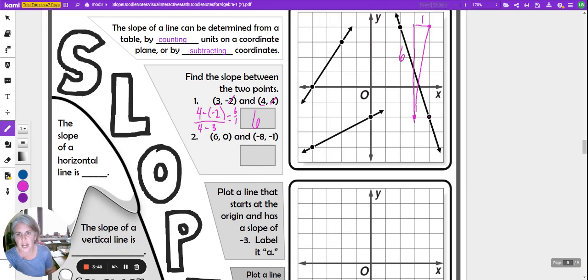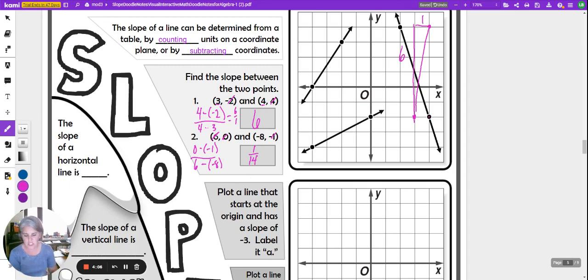So again, if we're subtracting, we're going to say 0 take away a -1. I did this, take away this, over, since I used this one first, I have to use its corresponding coordinate on the bottom first. So 6 take away a -8. Again, a double negative is a positive. So I have 1 over, double negative is a positive, 6 plus 8 is 14. So my slope is 1 over 14.